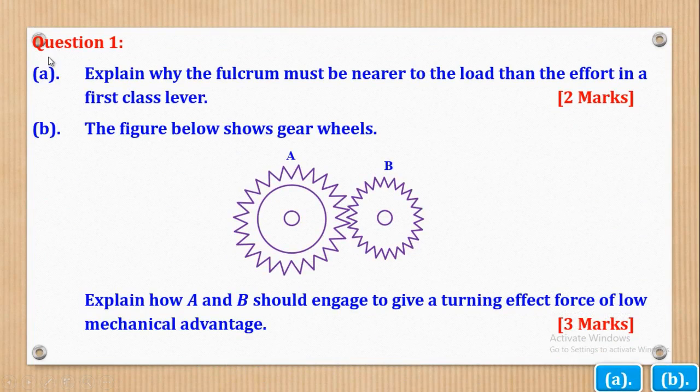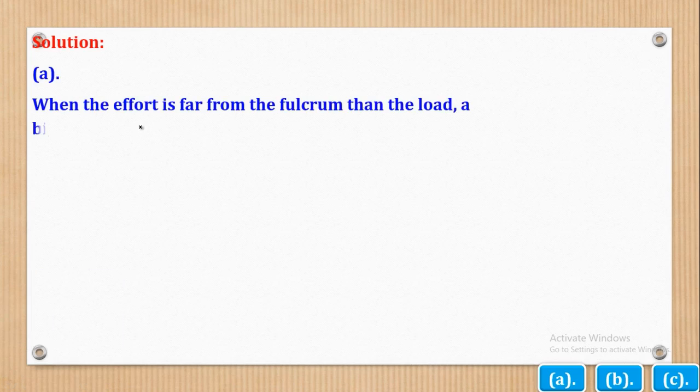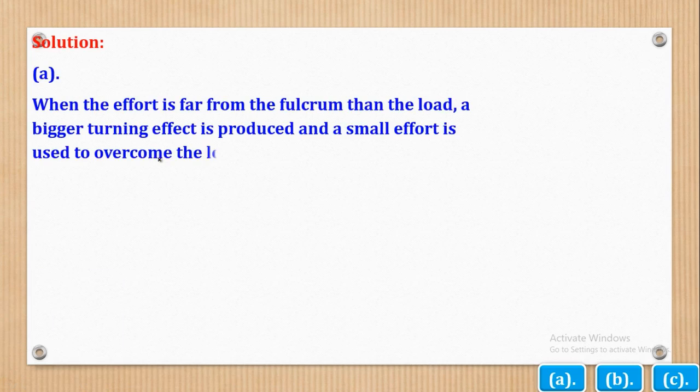So just start with question 1. Question 1 part A says, explain why the fulcrum must be nearer to the load than the effort in a first class lever. So you come and say that when the effort is far from the fulcrum than the load, a bigger turning effect is produced and a small effort is used to overcome the load. So the reason is to be able to use a smaller effort in order to overcome the load.